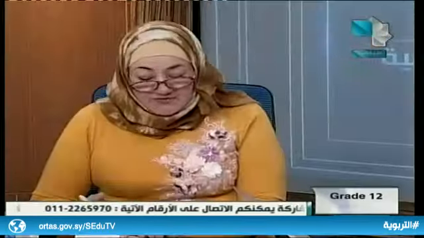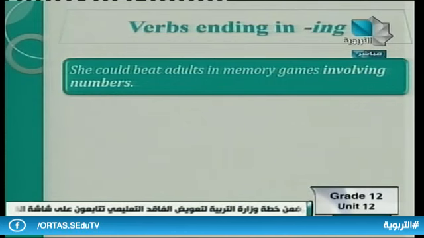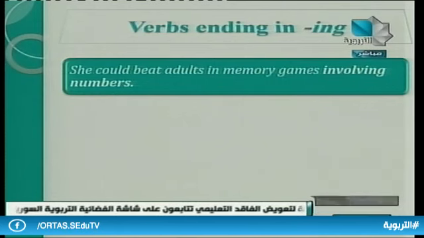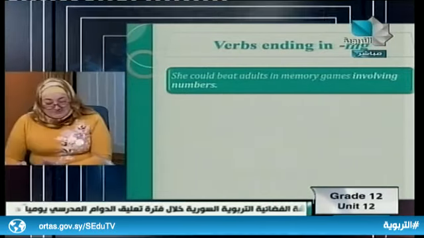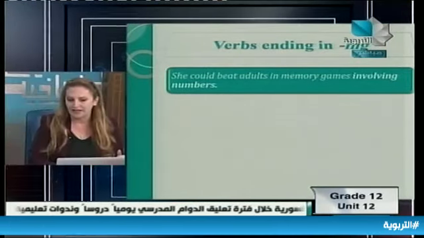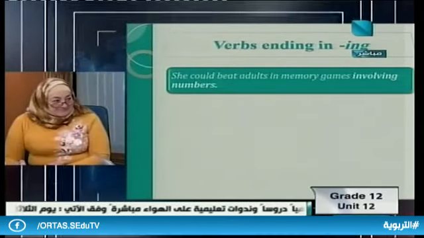Well, yes, Ms. Hanan. We have here more examples about the ing form to add information. He could beat adults in memory games involving numbers. So, involving numbers adds information about the first sentence. This is a verb which adds information to the sentence. She could beat adults in memory games involving numbers. Yes, exactly. That's right.